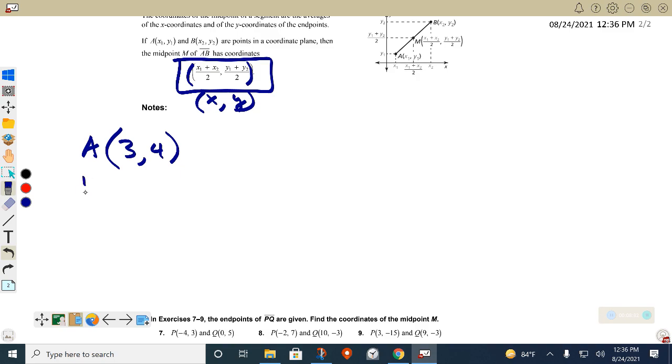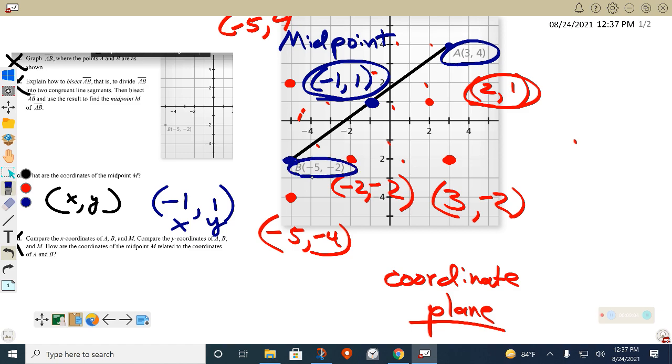Robles, what were the coordinates for point B on the exploration? The one we just finished, the paper we just finished? What were the coordinates for point B? The other endpoint. -5, -2. Thank you. Go and write that for me. -5, -2. That was right there. -5, -2, and the other endpoint was 3, 4.